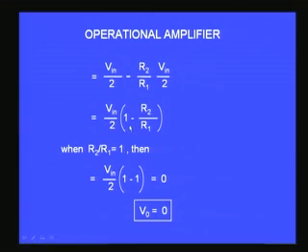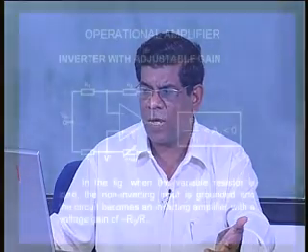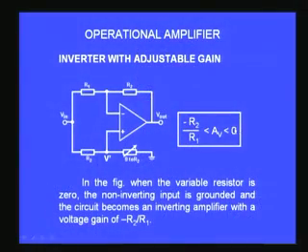Vin by 2 into 1 minus R2 by R1, and if I make R2 by R1 equal to 1, then Vin by 2 times 1 minus 1 is equal to 0. Therefore the minimum gain is 0, and the maximum gain you can get is minus R2 by R1, when you have only the inverting amplifier. Therefore you can vary the gain of this amplifier from minus R2 by R1 to 0. So the total voltage gain of this amplifier can be varied over a range by using this type of configuration. So this is another useful circuit.